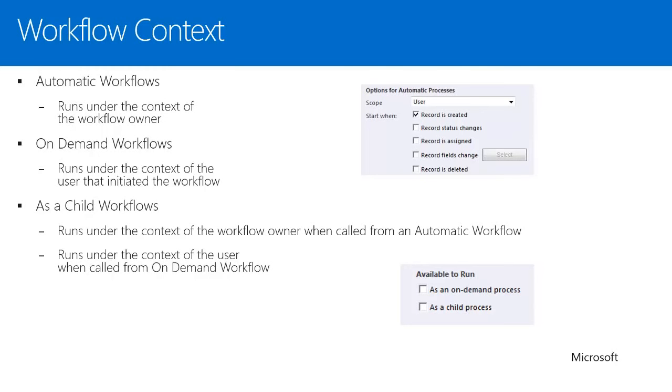Again, if it's an on-demand workflow that triggers, and then that one triggers an on-demand child workflow, then that will be run under the context of the user that initially triggered it. So it's important to keep in mind the context, because you could run into scenarios where users may not have certain permissions that the workflow would need to complete. So keep in mind whether you want on-demand or automatic workflows, and then the permissions that users have.